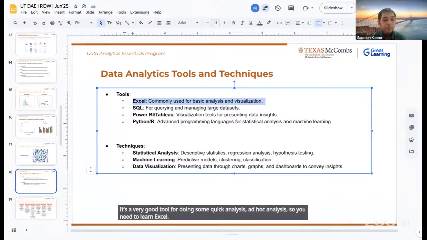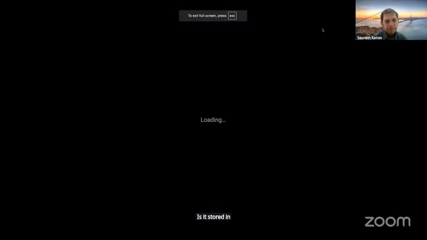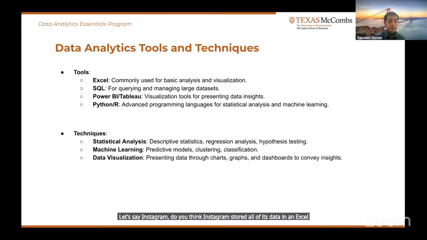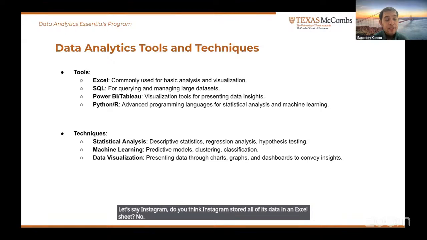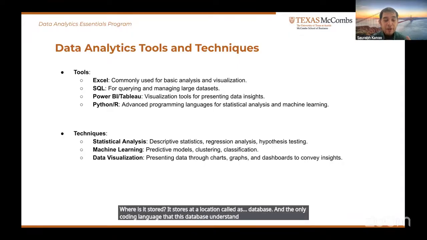The data in every organization, do you think it is stored in Excel sheets? Let's say Instagram. Do you think Instagram stored all of its data in an Excel sheet? No. Where does it store? It stores it at a location called a database. And the only coding language that this database understands is SQL. If you want the data out of the database, you need to learn one language, which is SQL.